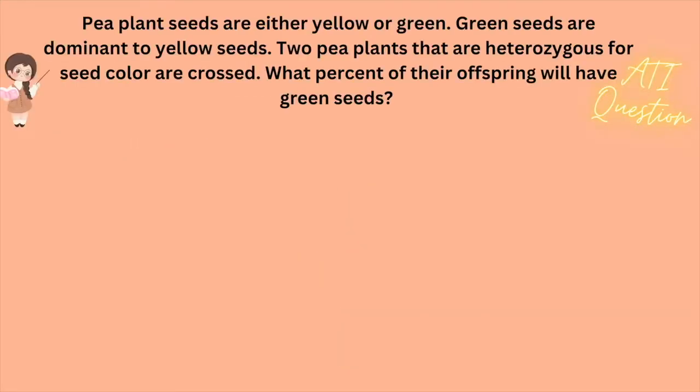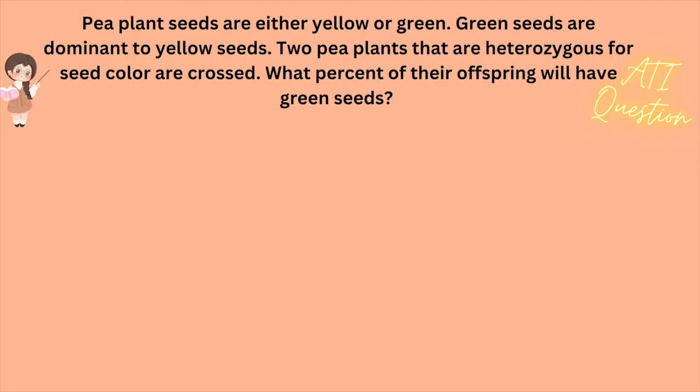This next question is also from the ATI TEAS study guide. It states, pea plant seeds are either yellow or green. Green seeds are dominant to yellow seeds. 2 pea plants that are heterozygous for seed color are crossed. What percent of their offspring will have green seeds?